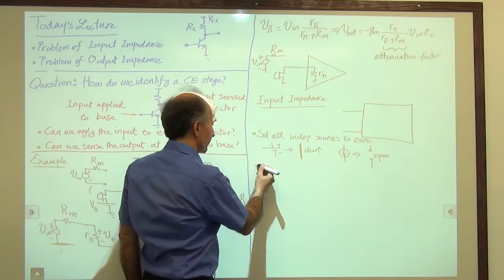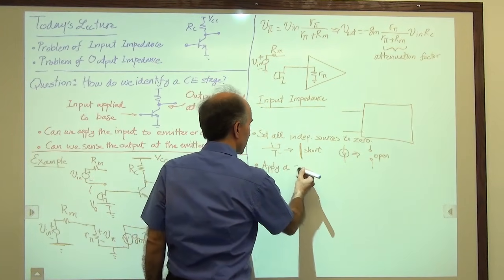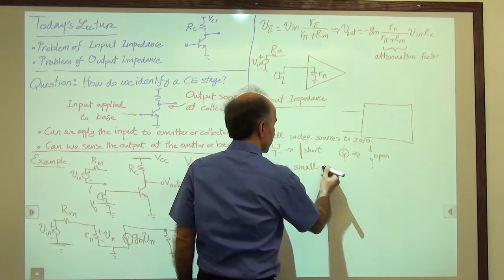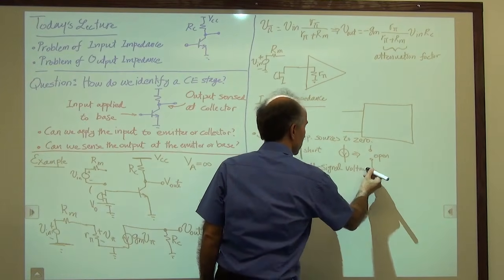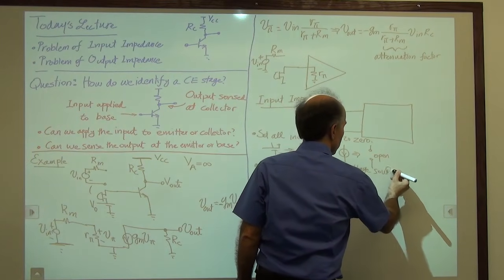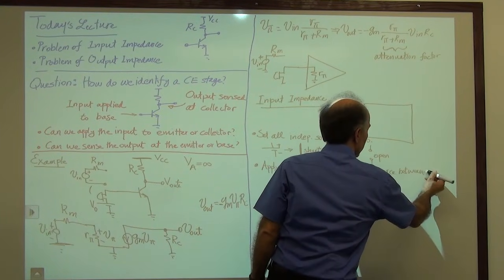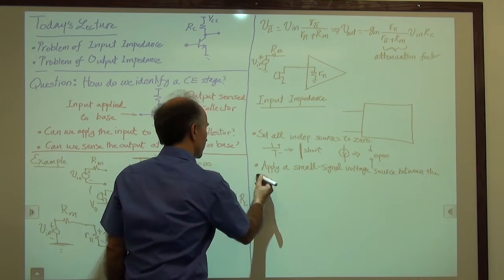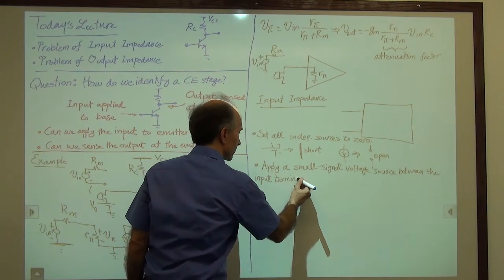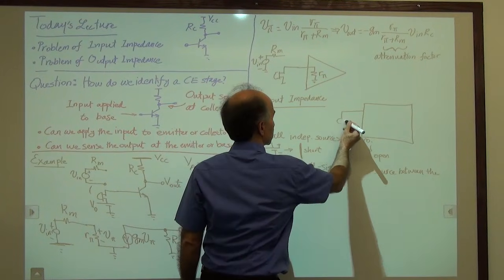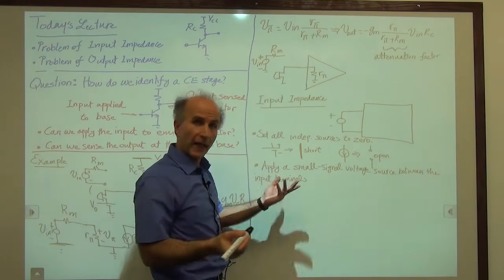After this, the next step is to apply a small signal voltage source between the input terminals, like so. We can call it anything you want. We call it Vx.